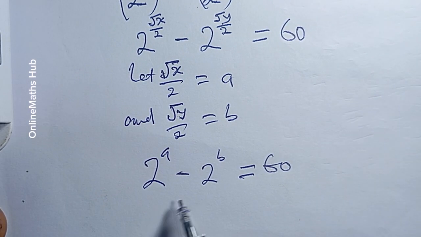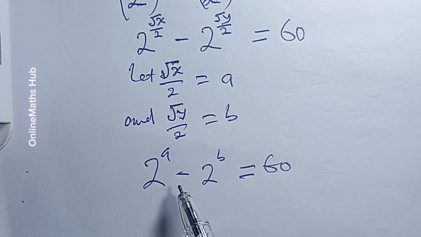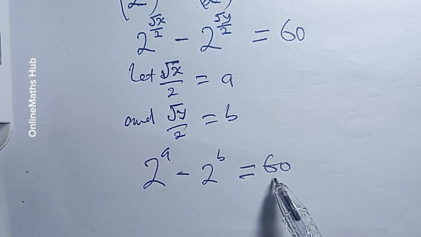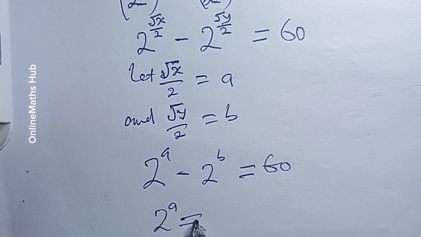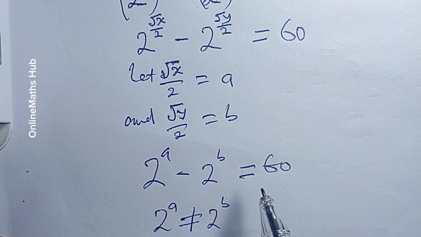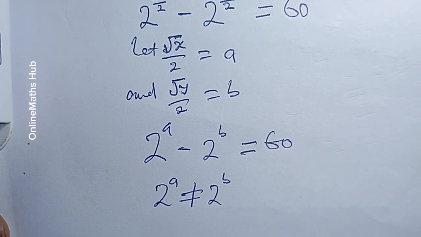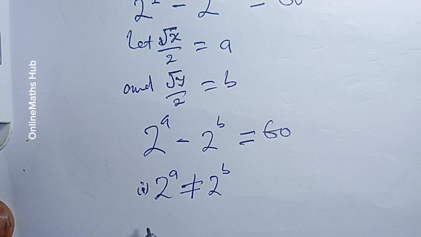So we have two terms here, where you are subtracting the second term from the first one, and the result is 60. So what we have from here is that 2 power a is not equal to 2 power b, because if they are equal, their difference is going to be equal to 0, but in this case the difference is 60. Let me just name this I.